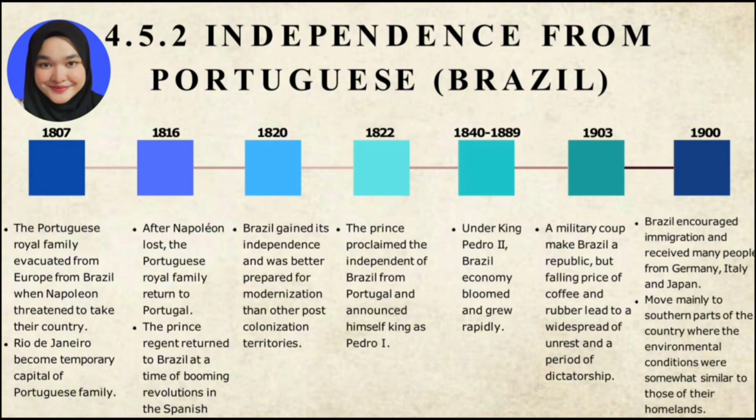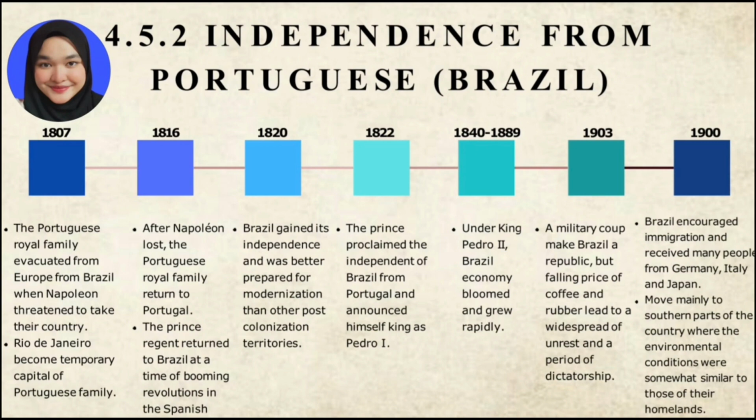In 1816, after Napoleon lost, the Portuguese royal family returned to Portugal. The Prince Regent remained in Brazil at the time of blooming revolutions in the Spanish colonies. In 1820, Brazil gained its independence and was better prepared for modernization than other post-colonization territories. In 1822, the Prince proclaimed the independence of Brazil from Portugal and announced himself King as Pedro I. From 1840 until 1889, under King Pedro II, Brazil's economy bloomed and grew rapidly.